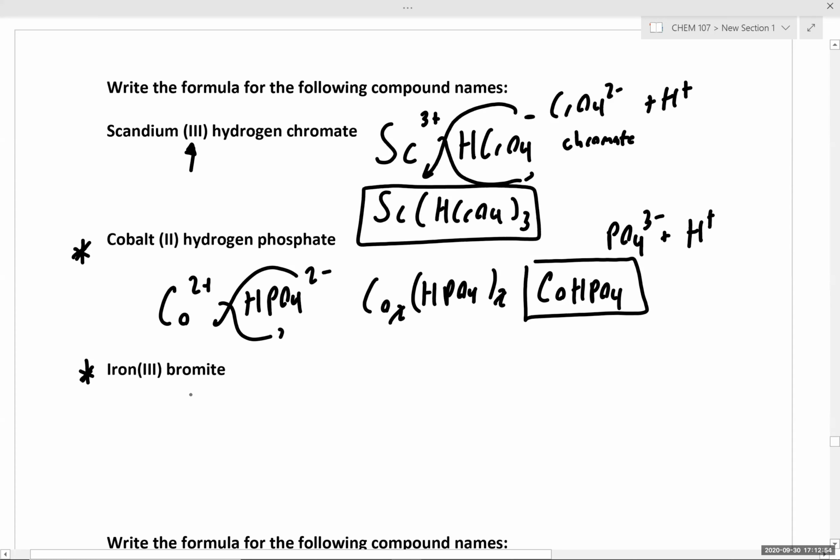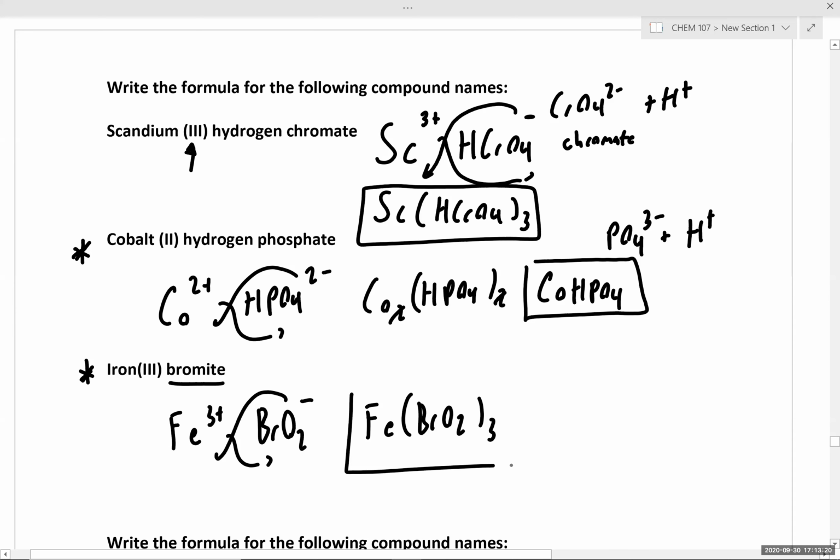Perfect. So for iron-3 bromite, iron-3 is Fe3+, bromite is BrO2-. We cross our charges, and that gives us Fe(BrO2)3. Do these examples make sense to everyone? I find transition metal containing compounds are easier to write the formula for than even normal compounds because the name tells you the charge. Any questions on this example?